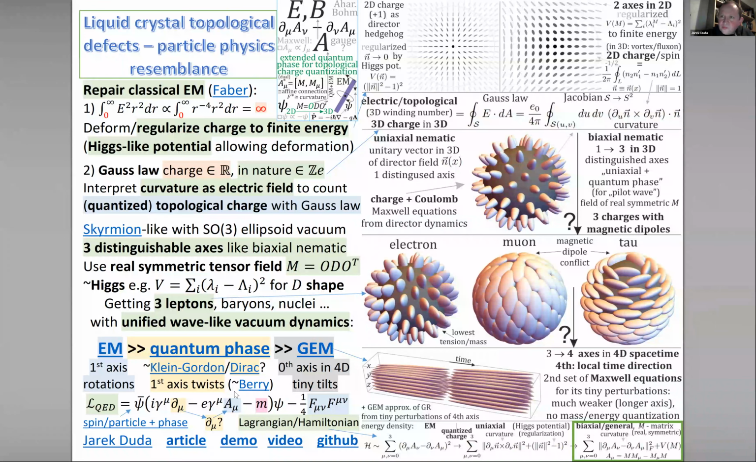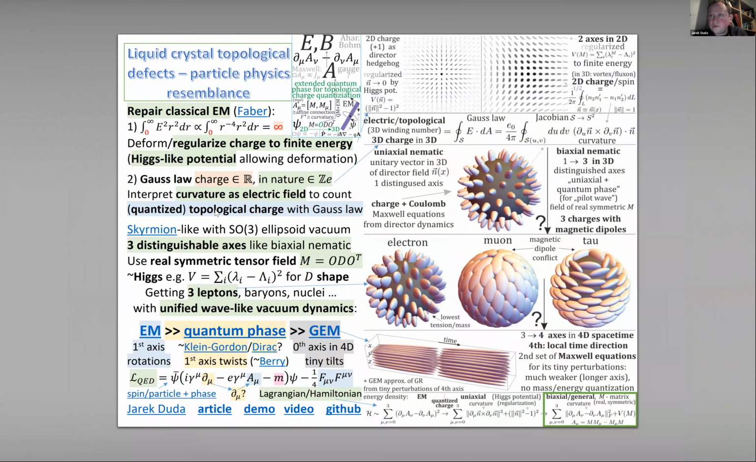My approach is a kind of expansion of Manfred Faber's approach. The main problem here is to repair electromagnetism, as Manfred has done. There are two problems with electromagnetism. One is the infinite energy of a point charge, so we need to do some regularization. The second is that the Gauss law can give any charge as a real number, while in nature it's an integer number.